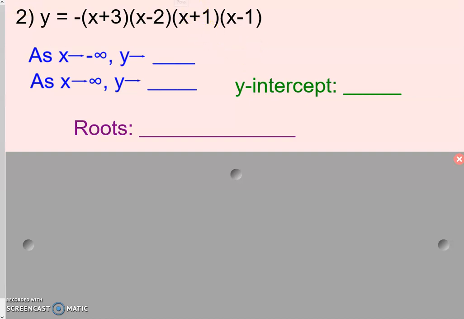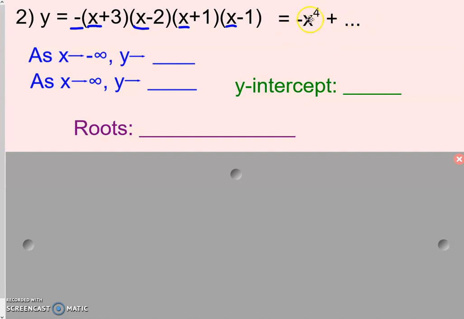So the first thing I'm going to do is look at end behavior. And so I'm going to multiply x times x, which is x squared, times another x, which is x cubed, times another x, which is x to the 4th. Don't forget about this negative out in front. And I get that this equals negative x to the 4th plus some stuff.